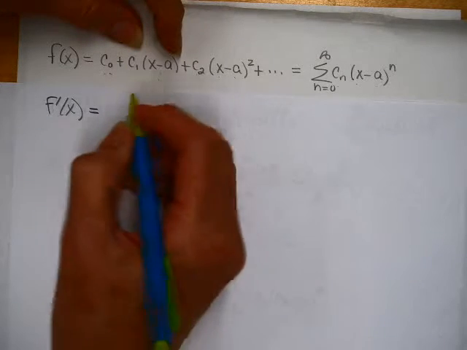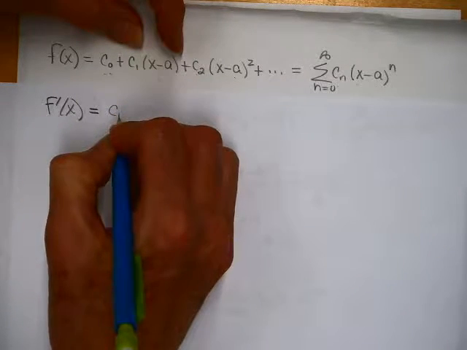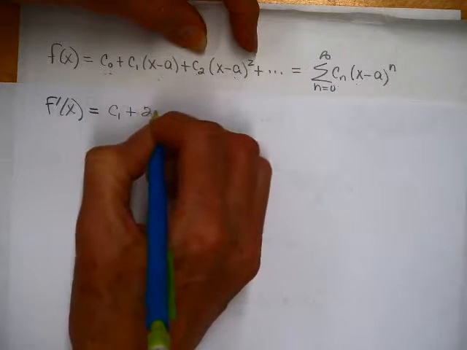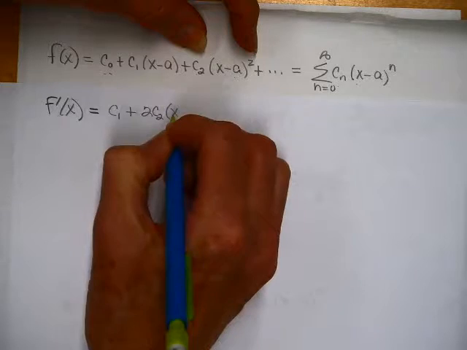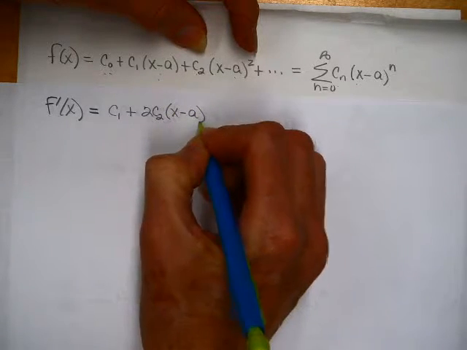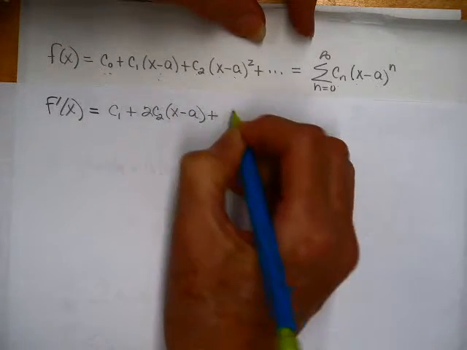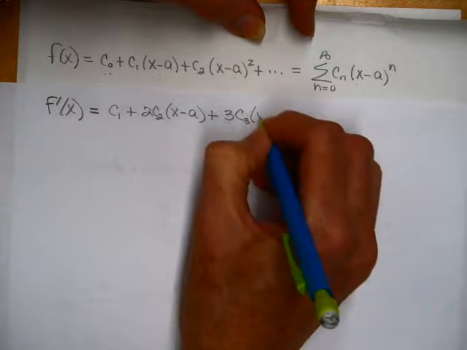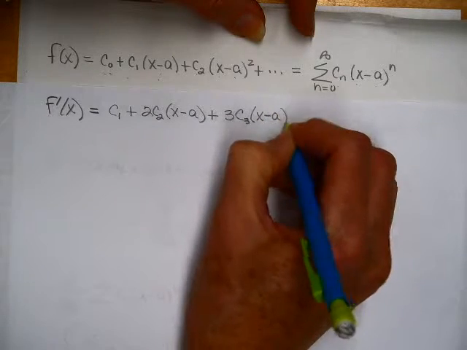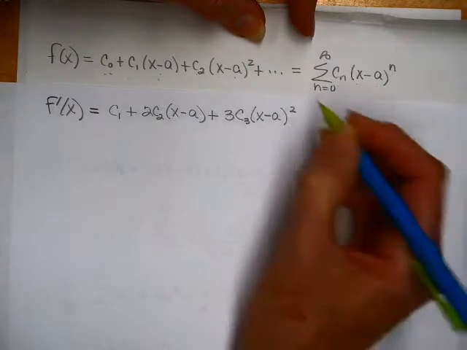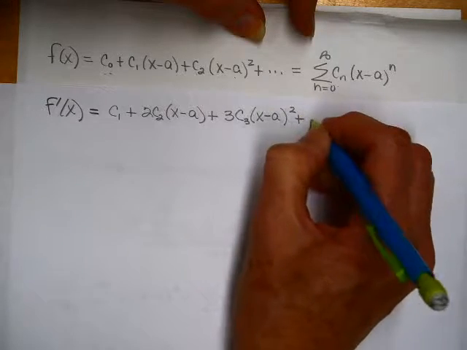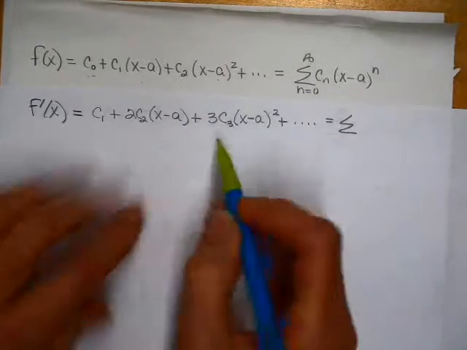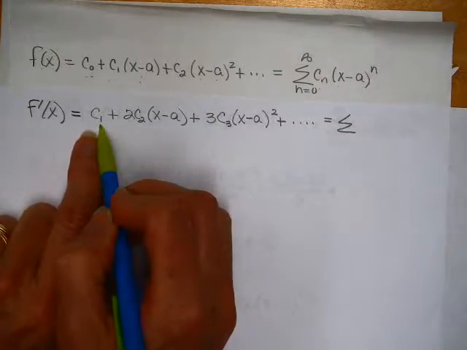The derivative of this next term is c sub 1, because that's x to the first. The derivative of the next term is 2c sub 2 times x minus a. The derivative of the next term is going to be 3c sub 3 x minus a squared. We're taking the derivative of each term, plus, when you get out here, you took the derivative, you actually lost a term.